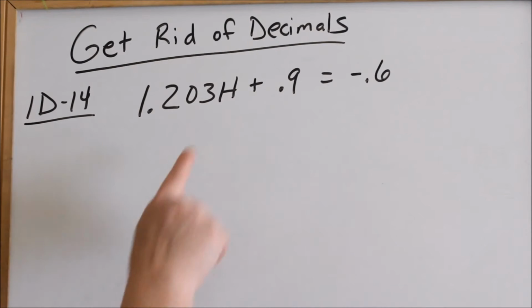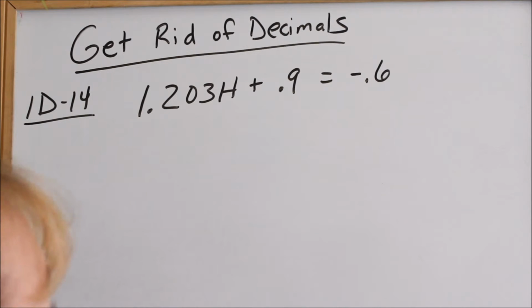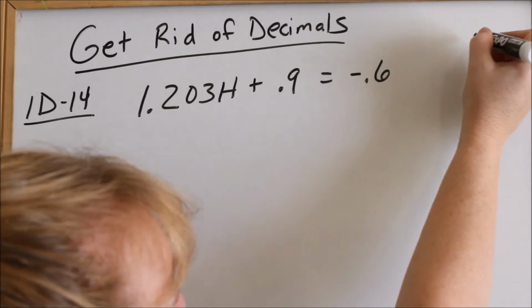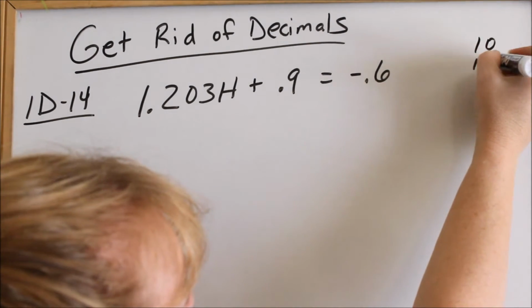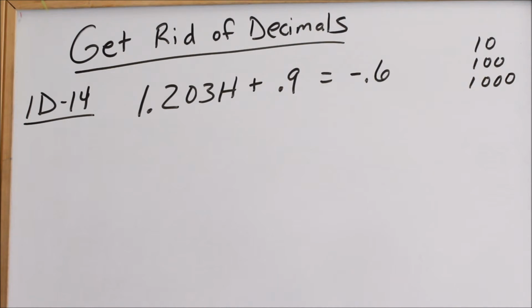Okay, now we're going to solve for the unknown, but we have decimals. So we're going to get rid of the decimals. How do we get rid of the decimals? You're going to multiply by a multiple of 10. You're going to be multiplying these by 10, 100, or 1,000. How do you know which one? It's real easy. The one that has the most decimal places, you go by that one.